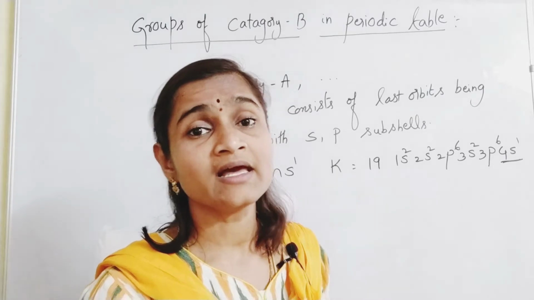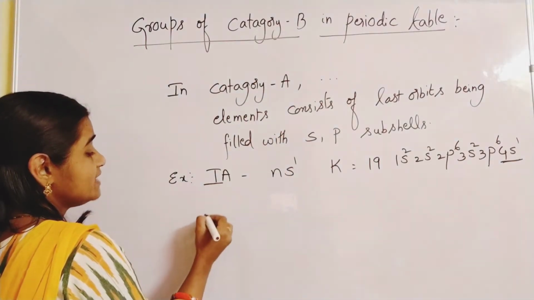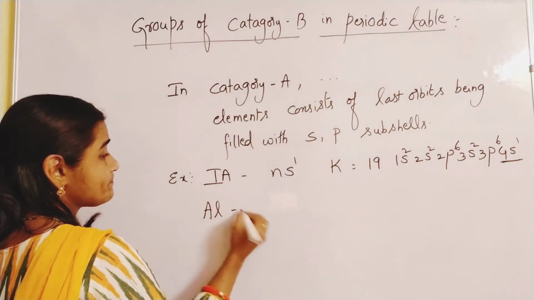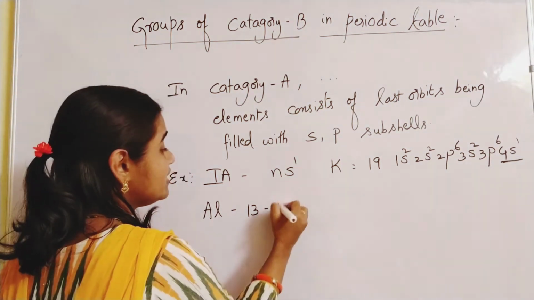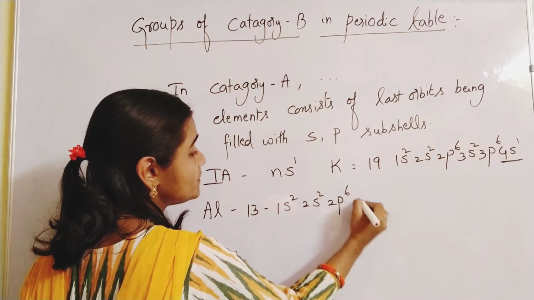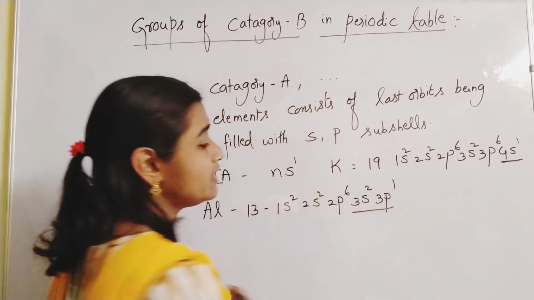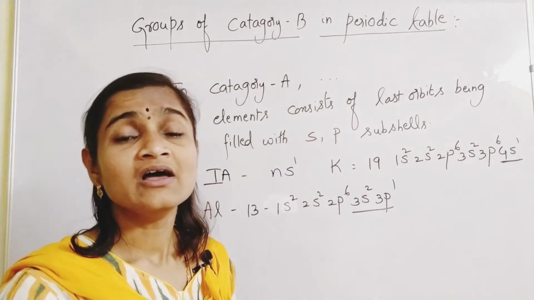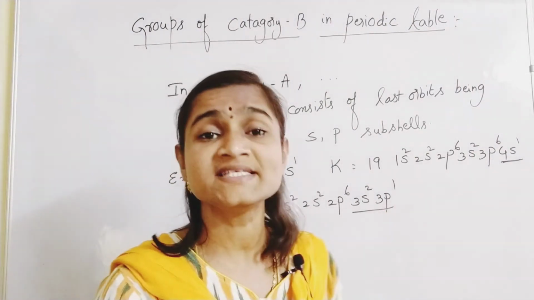Or you can take an example of elements which are in the p subshell. Suppose you take aluminium, atomic number 13. If you write the electronic configuration, 1s2, 2s2, 2p6, 3s2, 3p1. Here also, the last orbit is being filled, electrons are being filled only in s and p subshells.